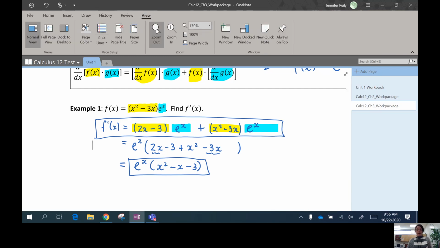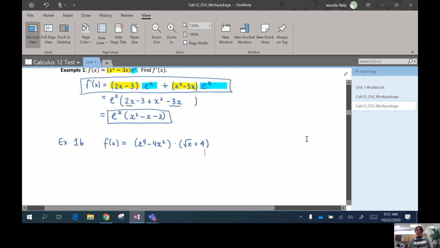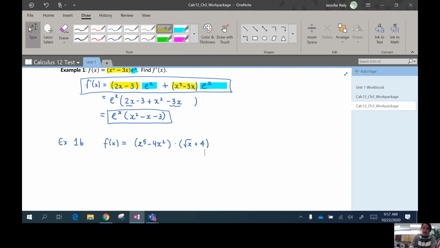Let's do another example in addition to that one for the product rule before we move on to the quotient rule. Okay, so I'll call this example 1b. Let's say our function is x to the power of 5 minus 4x squared times root x plus 4. If you like, you could pause the video here and try this yourself and then come back and see if you got the right answer, or you can do it along with me. I'm going to use the same colors for my highlighting.